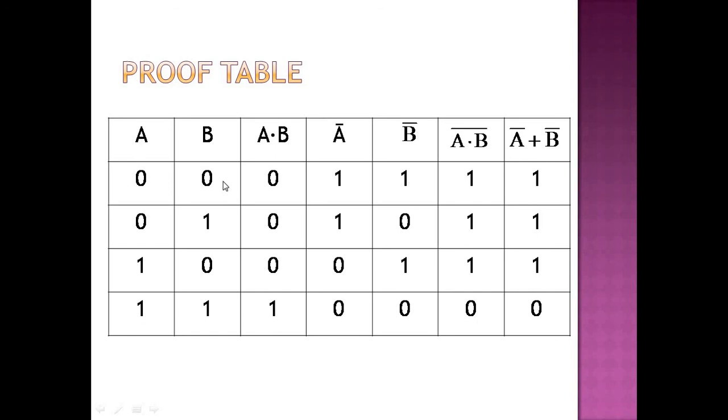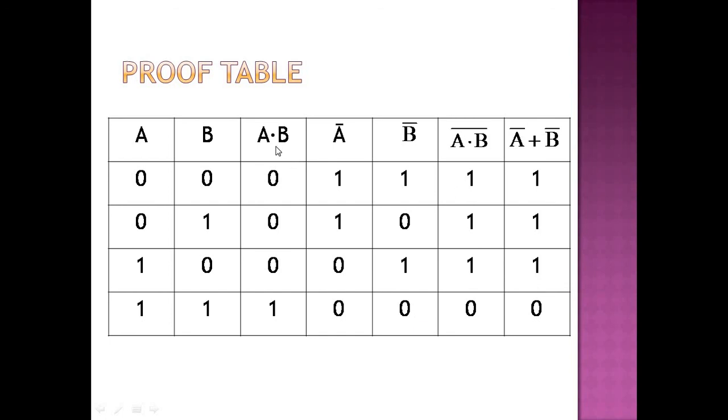For B bar, if we consider the value of B equal to 0, we get B bar equal to 1. If we consider B equal to 1, we get the complement of B as 0. If the value of B equal to 0, we get the complement as 1, and again if the value of B equal to 1, we get the complement B bar equal to 0.